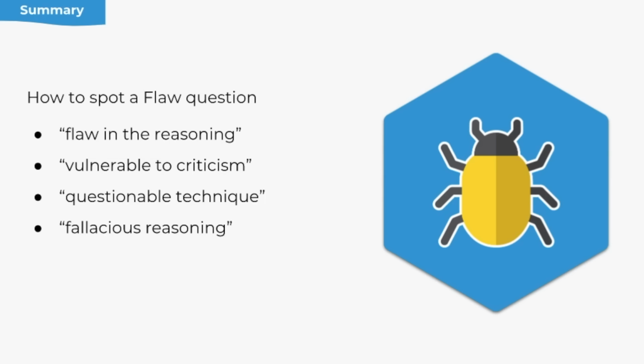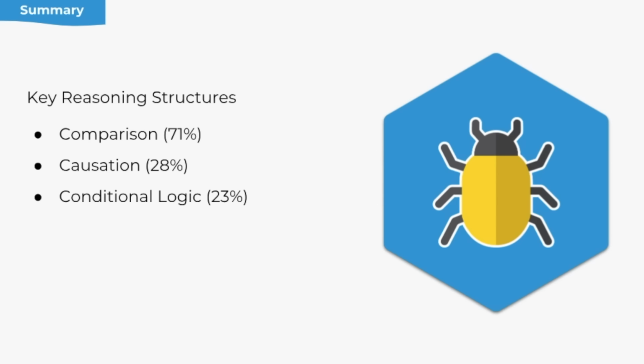So in summary, you spot a flaw question by the language within the question stem, and you're looking for a flaw in the reasoning, or vulnerable to criticism, or there's a questionable technique or fallacious reasoning. When you see language like that, you're on a flaw question. The reasoning structures you want to be on the lookout for: 71% of all flaw questions involve a comparison of some sort. 28% involve causal reasoning structures. And 23% involve conditional logic. So obviously there are overlapping sets here. Some arguments have more than one reasoning structure, but you can see that comparison is the major player when you're working on flaw questions.